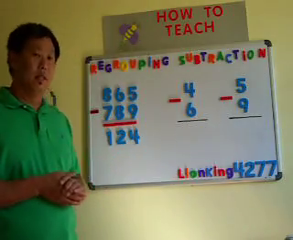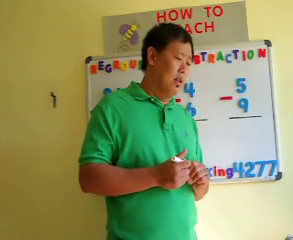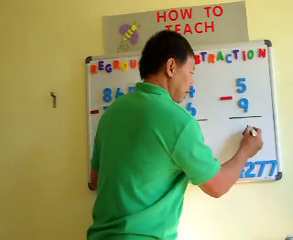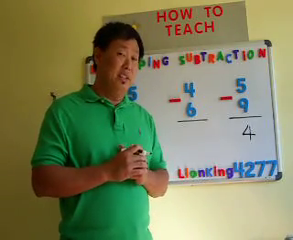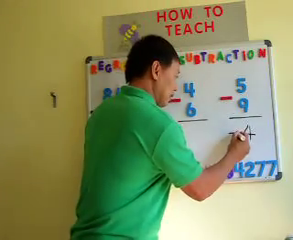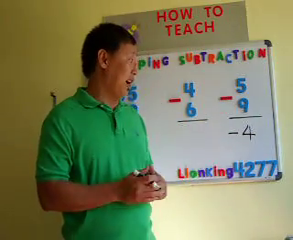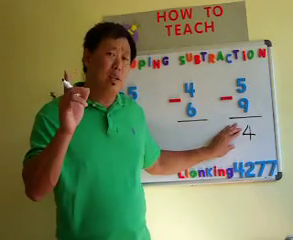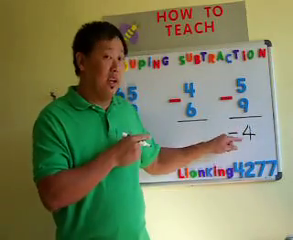5 take away 9. As an elementary kid, this is how they see it. 5 take away 9 is 4. If you don't explain to them that 5 take away 9 is -4, they will keep on answering the same thing over and over again. You have to explain to them that only in middle school and high school students could solve this. 5 take away 9 is -4.